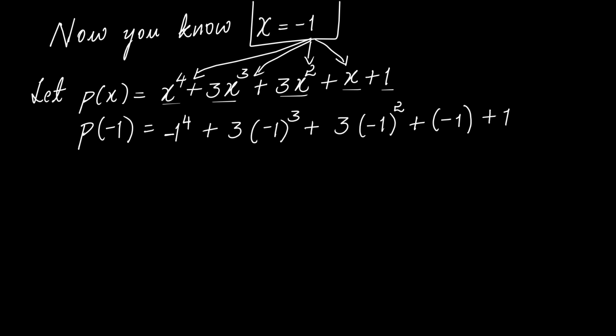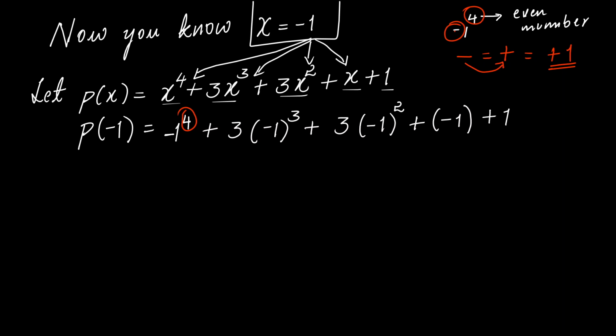Now, let's solve this step by step. Here we have (minus 1) to the power 4. The 4 is an even number. So, whenever you see a negative sign with an even power, the negative sign will change to positive. So, you can directly write plus 1.